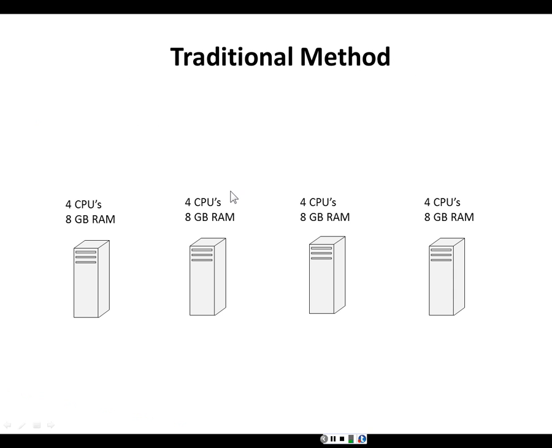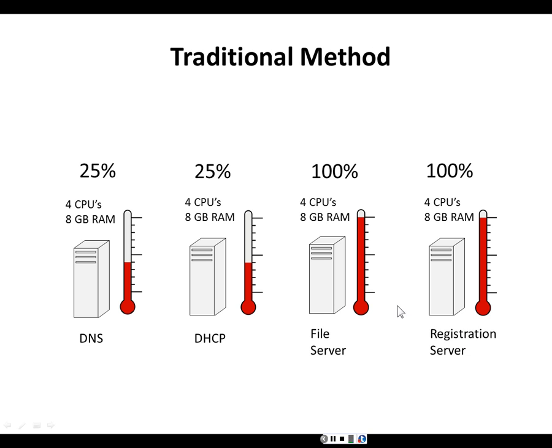Here's the example. When we first set up our data center here at CCBC, we got 4 new computers, and each one had 4 CPUs and 8 gig of RAM, and at the time, that was a lot. So we made the first one a DNS server, the next one a DHCP server, the third one a file server, and the fourth one was our registration server. But once we got them all up and running, we saw that the DNS server and the DHCP server were only running at 25% utilization, but the file server and our registration server were totally maxed out.